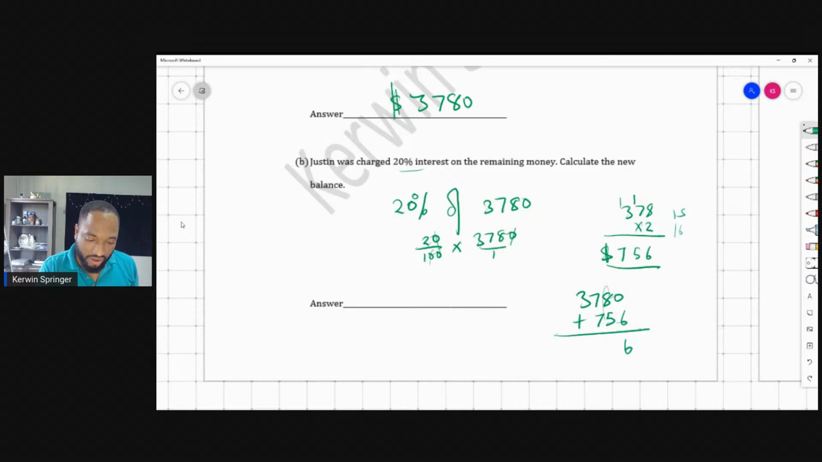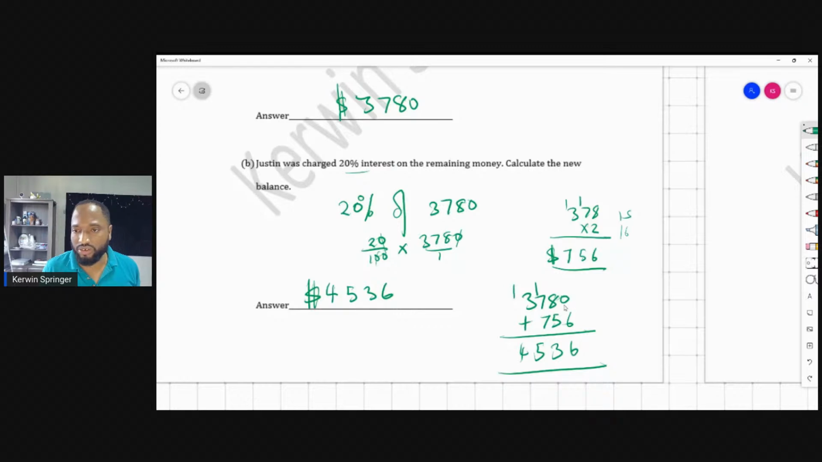So 6, 5 and 8 is 13, 15, 4, 5, 3, 6. Anybody has this? No one has this? 4536. Yes, they're catching up to me. Secondary entrance exam, SEA. Secondary Entrance Assessment. Okay, SEA. So 4536.